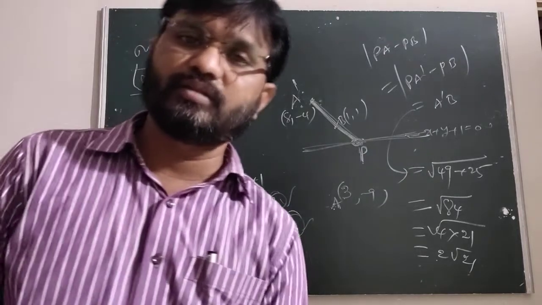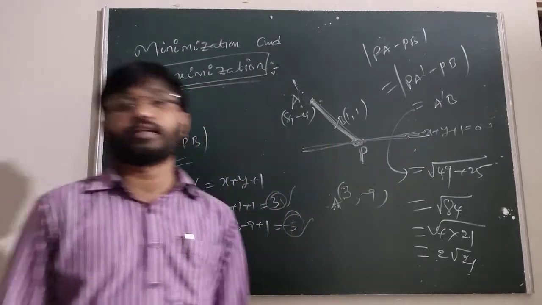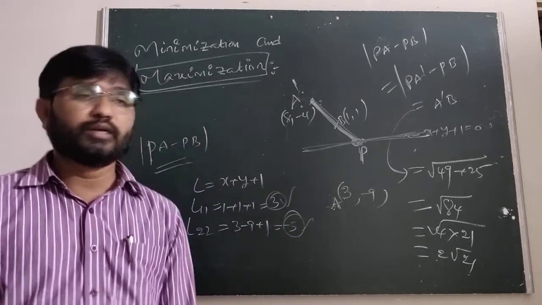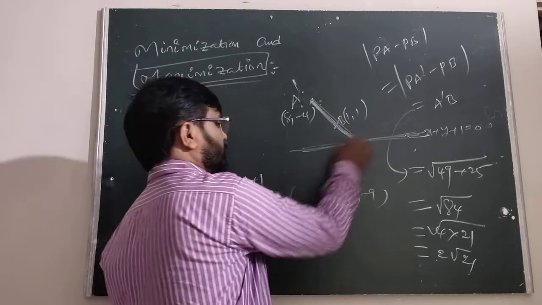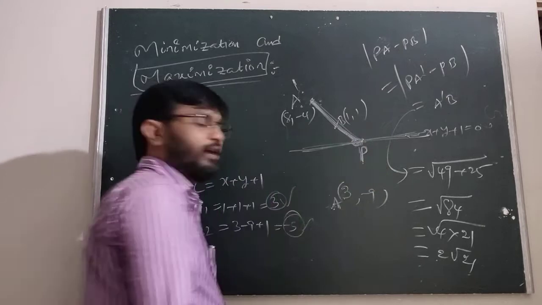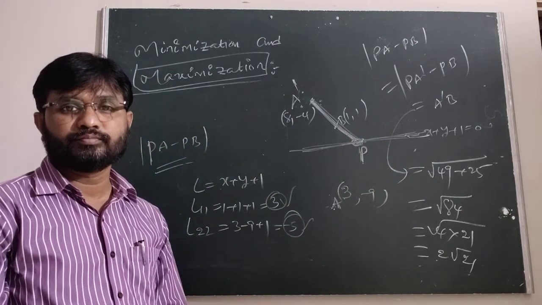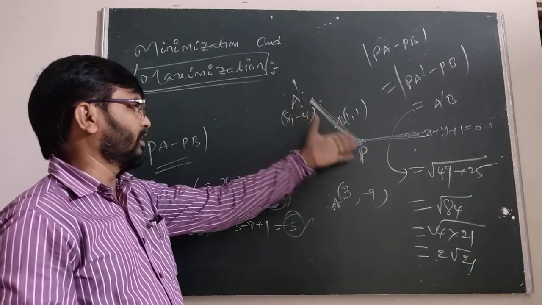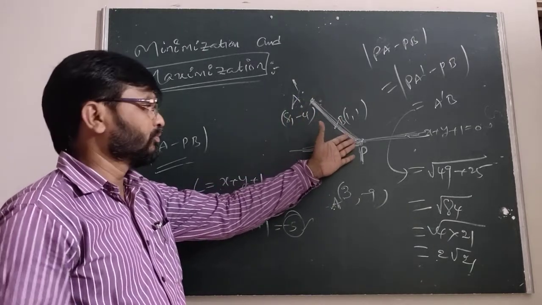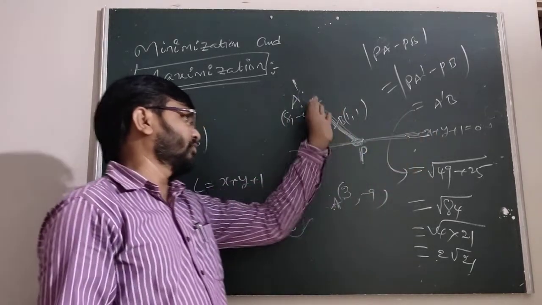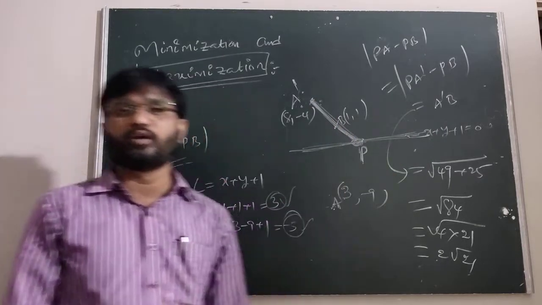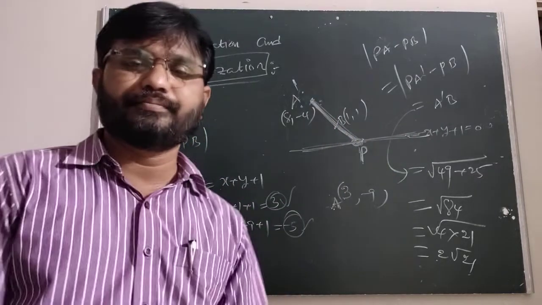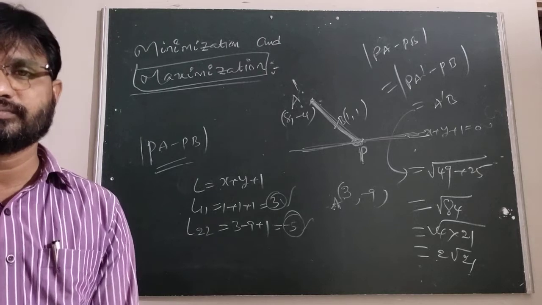Is it clear? This concept is a very important concept. So don't assume that we can directly find the point P. Is it possible? Only the image of A is A dash. Then you have to find the equation of A dash B, and the point of intersection of A dash B and the line L equal to 0 is the point P. Is it clear or not?